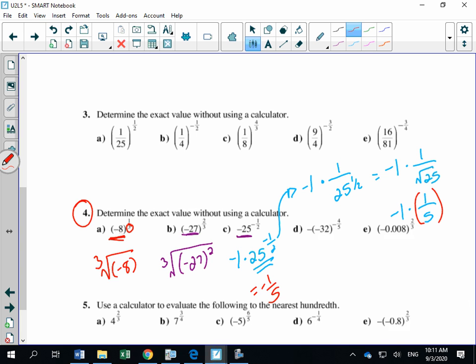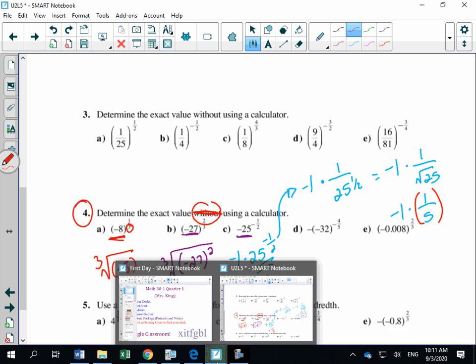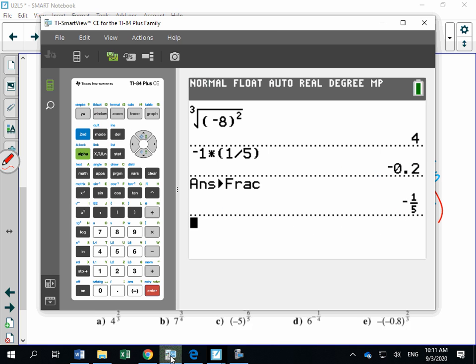It says without using a calculator. I will always let you use a calculator. Okay? Try D and try E. And that concludes part 1.